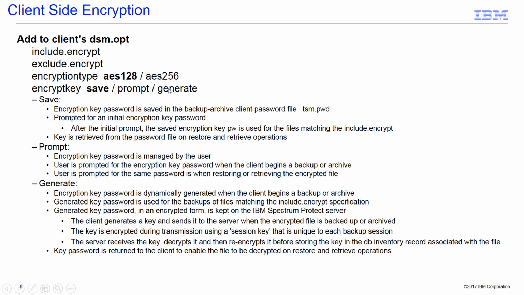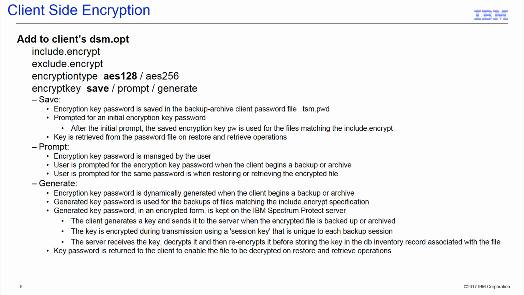The save will have the encryption key password saved in the backup archive client password file, which is tsm.pwd on your Spectrum Protect client. And when you go to retrieve or restore a file, it will pull from this tsm.pwd file for the keys to unencrypt it before it's written out to the location you want it restored to. If you want to be prompted for the encryption, then you need to remember that key. You yourself are going to be prompted, and you yourself will have to type it in for that restore.